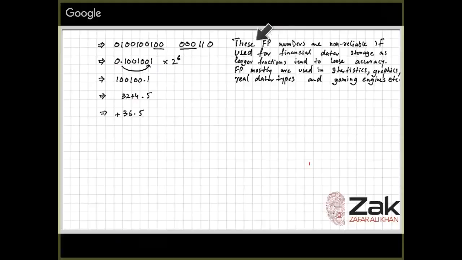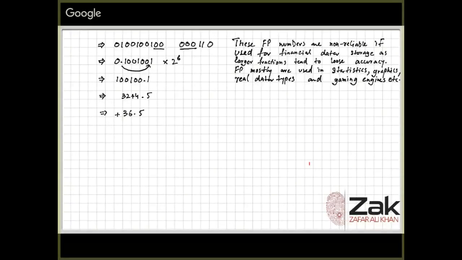So we conclude that these floating point numbers are non-reliable if used for financial data storage, as larger fractions tend to lose accuracy. Floating point is mostly used in stats, graphics, real data types, and gaming engines, etc. They are still used, but the amount of space allocated is now higher, so that they do not lose any perfection. All right.